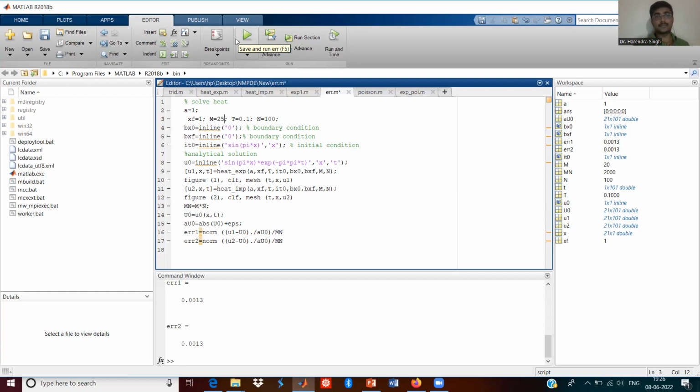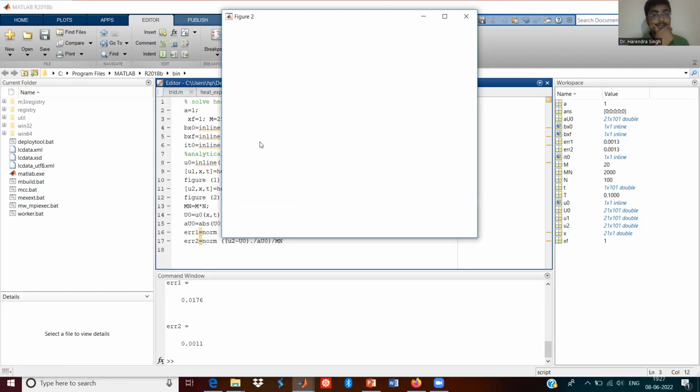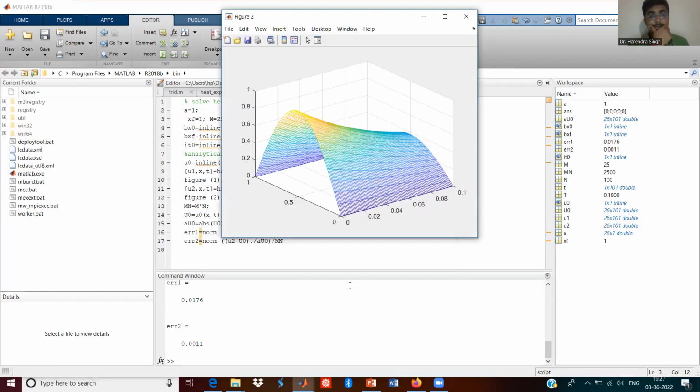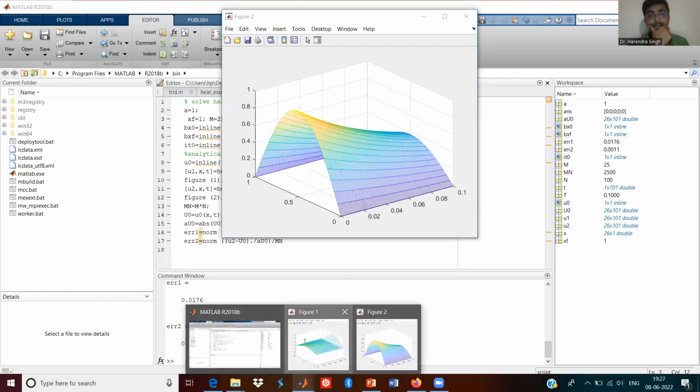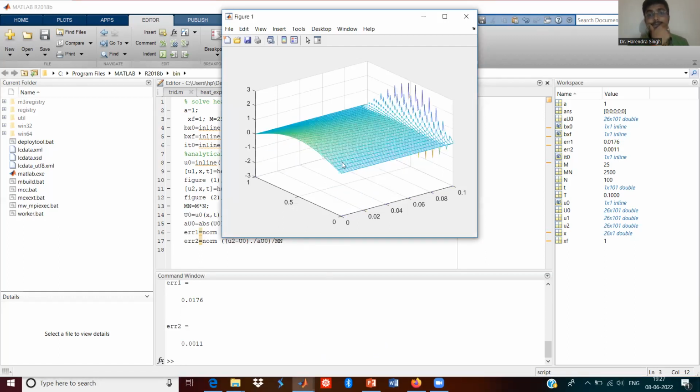Because I have already explained, if R is large for the explicit scheme, the solution blows up. This one is by the implicit scheme, so the solution is this one, and this is by the explicit scheme, where the solution blows up. It is a similar program, the same thing, but I have taken the value of m as 25 instead of 20. In the case of m equal to 20, R was less than 1/2, and in this case R is greater than 1/2.